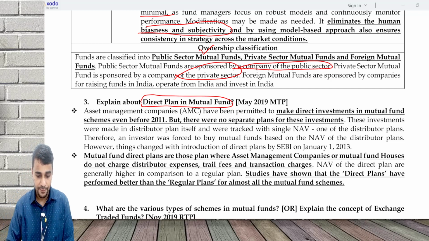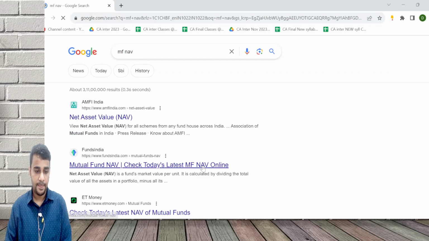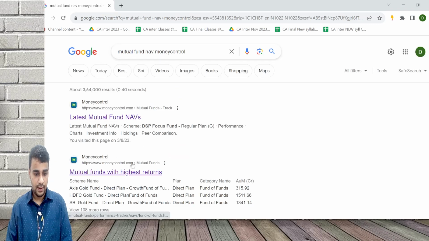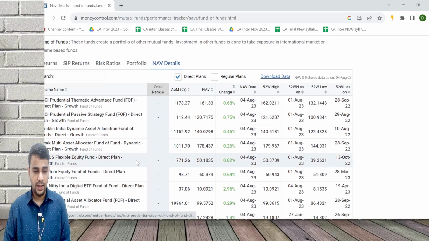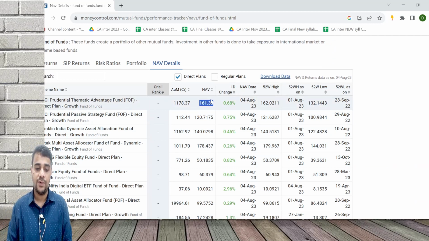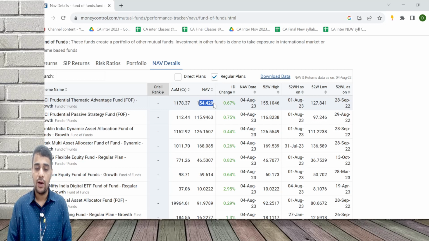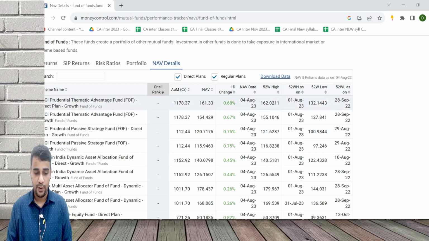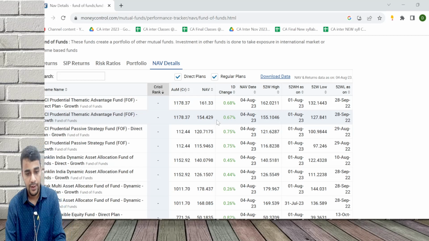For example, if I just check mutual fund NAV, let's look at this. You see at the top, there is a direct plan and there is a regular plan. So this is the NAV of the direct plan, 161.33. The NAV of the regular plan is also there, 154.429. ICICI Prudential Thematic Advantage Fund, direct plan 161.33, regular plan 154.429. For both plans there is a NAV available.